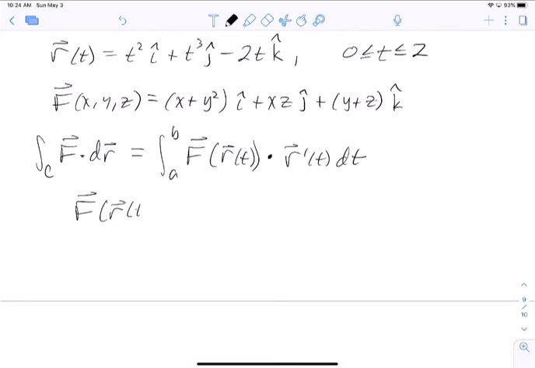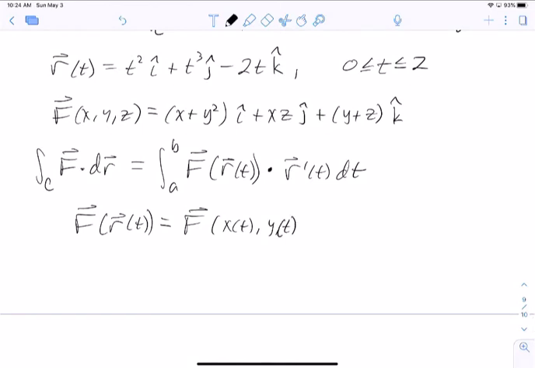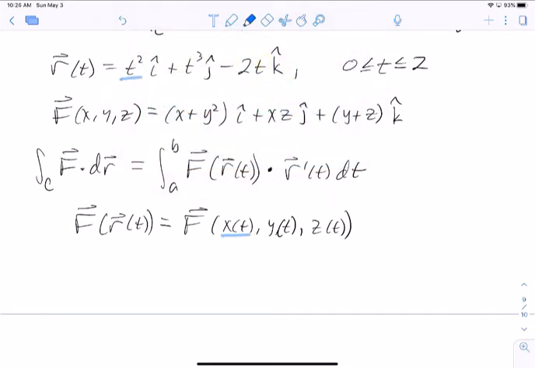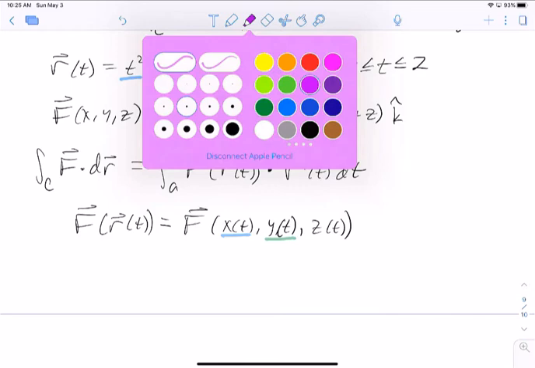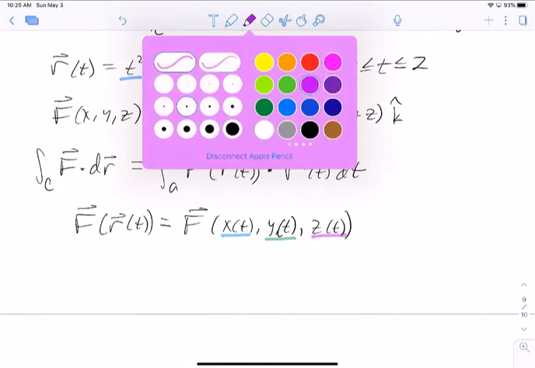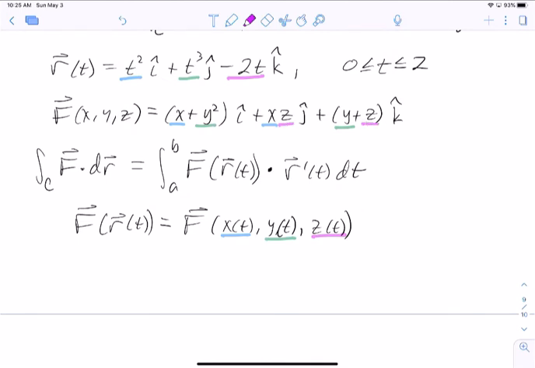F of r of t is equal to F of x of t, y of t, z of t, where x of t is the i component of r, y of t is the j component of r, and z of t is the k component of r. And so everywhere we see x, we're going to substitute t squared. Everywhere we see y, we're going to substitute t cubed. And everywhere we see z, we're going to substitute negative 2t.